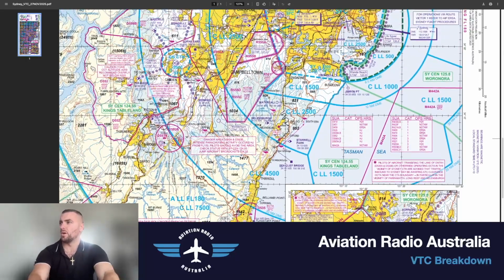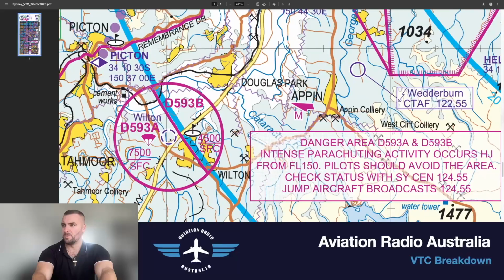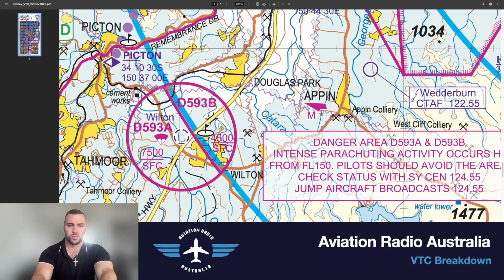Down here south of Camden we have Picton and Wilton, where there is a fairly popular skydiving location. You can see that there is a magenta circle here, solid magenta line with no frills, and we've got D593 Alpha, and Delta 593 Bravo. We have the same fractions over here, surface to 7,500, and for the Bravo area it's surface to 4,500.